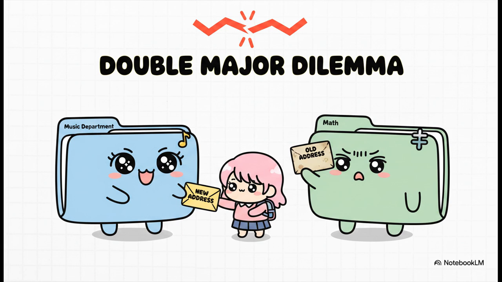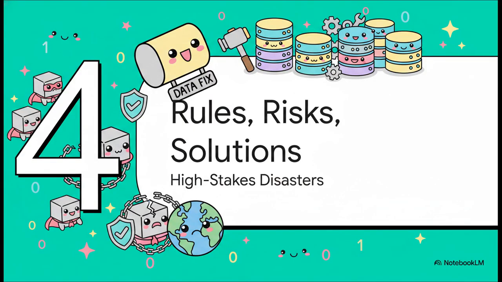One day, the student moves. They update their address with the music department, but what happens? The math department still has the old address on file. This is called data redundancy and inconsistency, and let me tell you, it was a massive, extremely expensive headache for early tech. Which brings us to Section 4, Rules, Risks, and Solutions, High-Stakes Data Disasters.